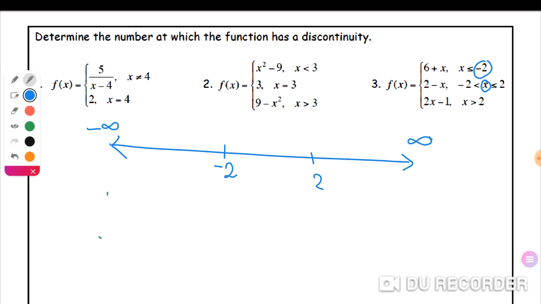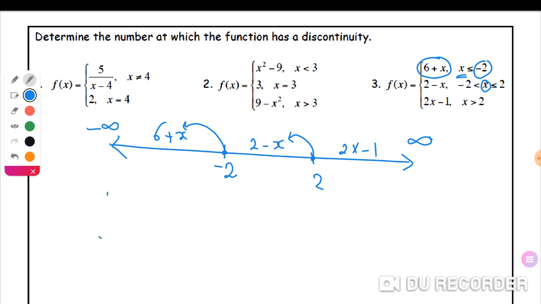The function, when x is less than -2, I replace in this rule, 6 plus x, and if it is equal, I replace in this rule. Clear? Here the same, if the value of x is between -2 and 2, I replace in this rule, and if it is equal also 2, I replace here. For x greater than 2 only, 2x minus 1.